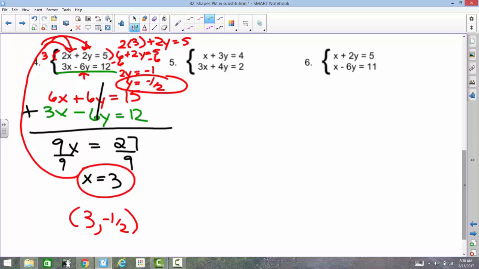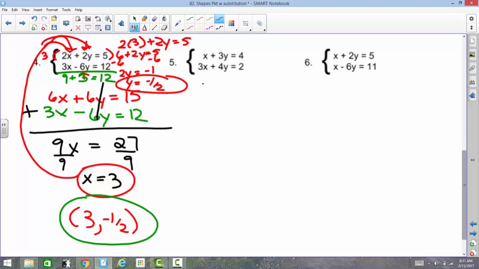So the ordered pair solution is 3, negative 1/2. And if you want to test it, in the bottom one, 3 times 3 is 9. Negative 6 times negative 1/2 is 3. And 9 plus 3 is 12. So you're positive that is right. All right, looking at 5.